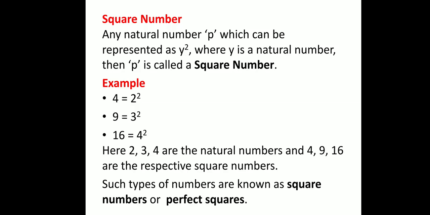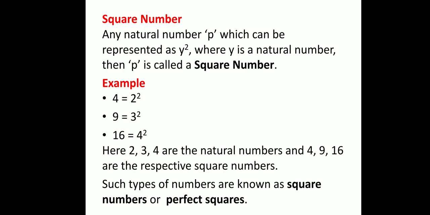I am repeating it. What are square numbers? If I am taking any natural number and I am squaring that natural number, the result so obtained will be your square number. For example, 4 is equal to 2 square or 2 square is equal to 4. It is one and the same thing. 9 is equal to 3 square. 16 is equal to 4 square. So here 2, 3, 4 are the natural numbers and 4, 9 and 16 are the respective square numbers. So such types of numbers are known as square numbers or perfect squares.